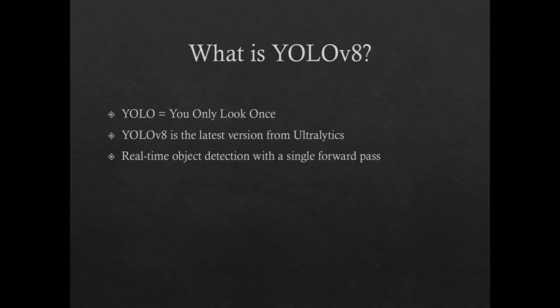V8 is version 8, the latest version of this model. It comes with improvements in accuracy, speed, and user experience, and it's trained on the COCO dataset, which includes 80 object categories like person, car, airplane, dog, and more.